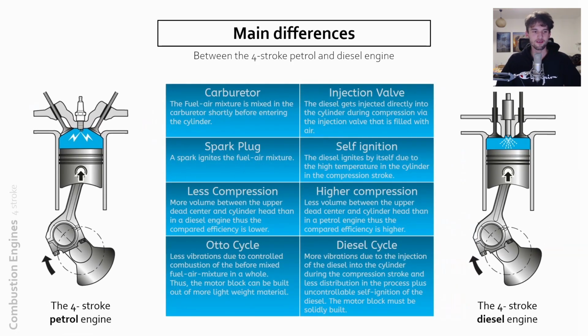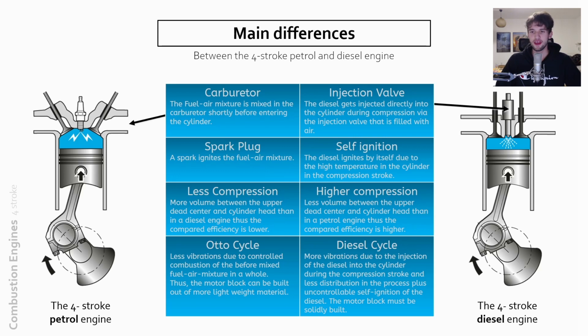So at first, the diesel engine does not have a carburetor. The diesel is injected directly into the cylinder during stroke number 2, the compression stroke, and doesn't really mix up with the air that was let in during the intake stroke. In a petrol engine, the fuel and air are mixed in the carburetor shortly before the mixture enters the cylinder, and the fuel and air form a great mixture.